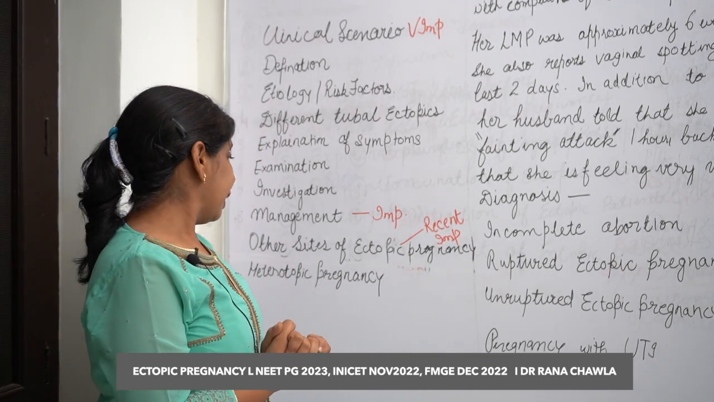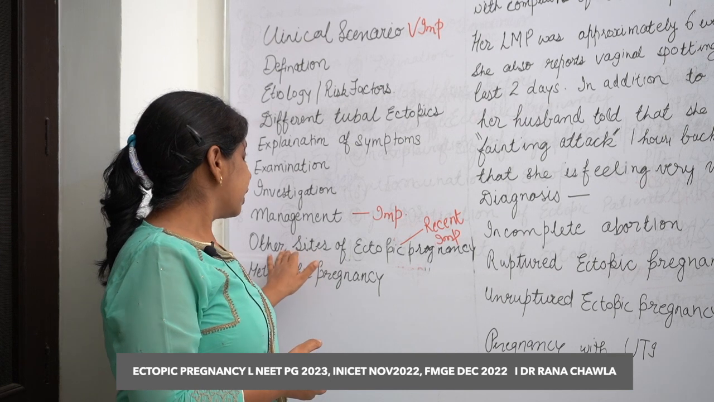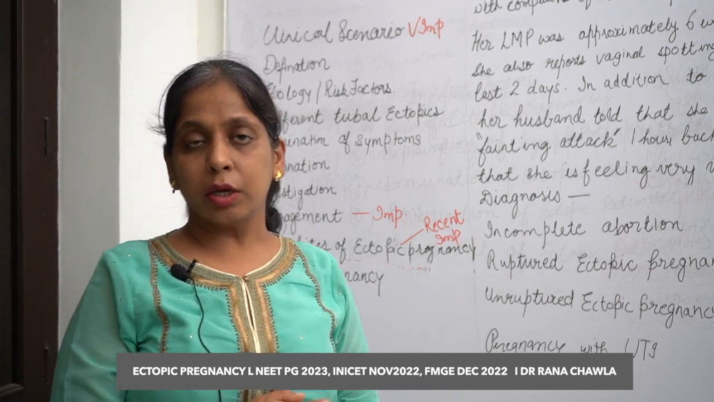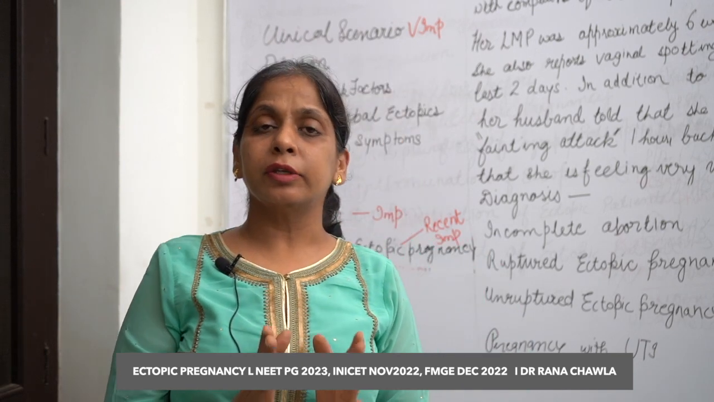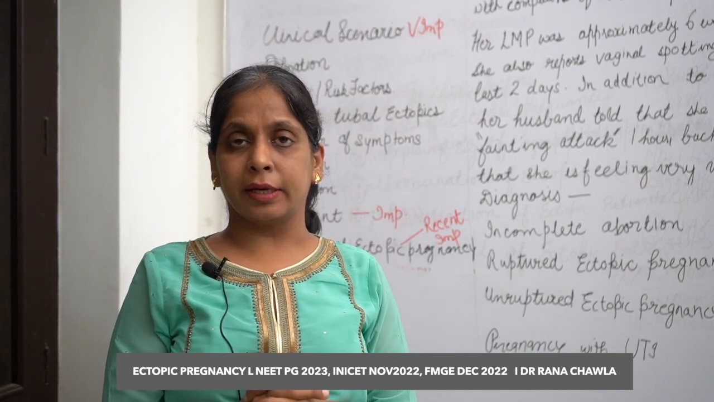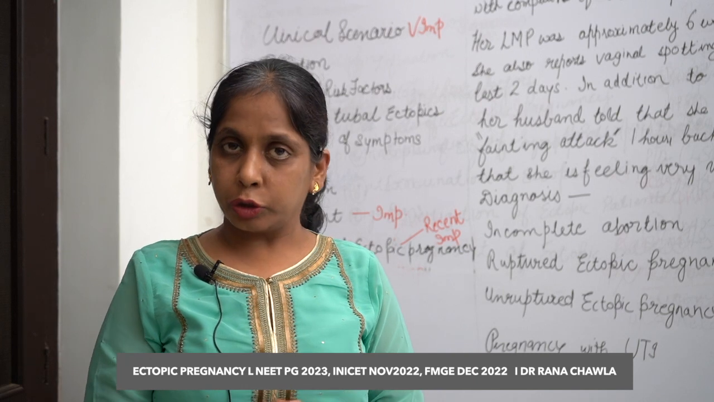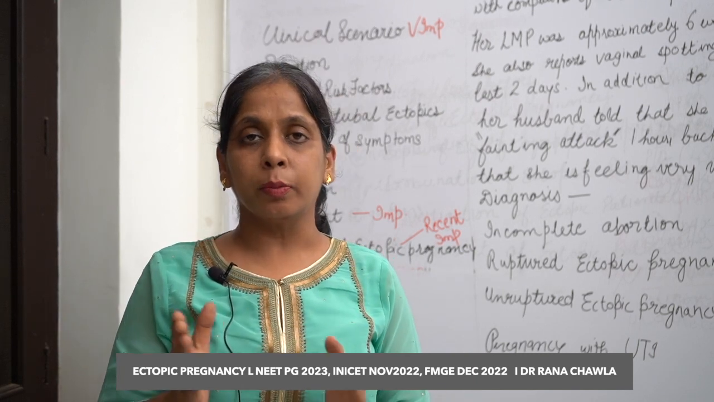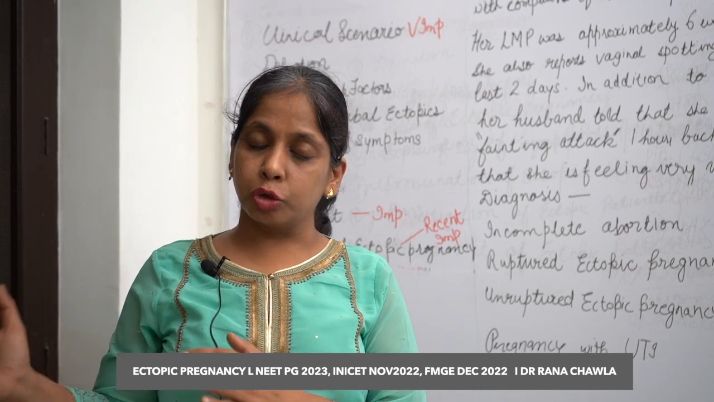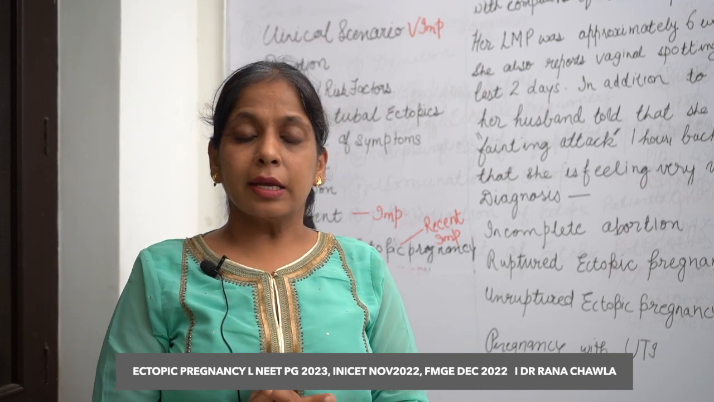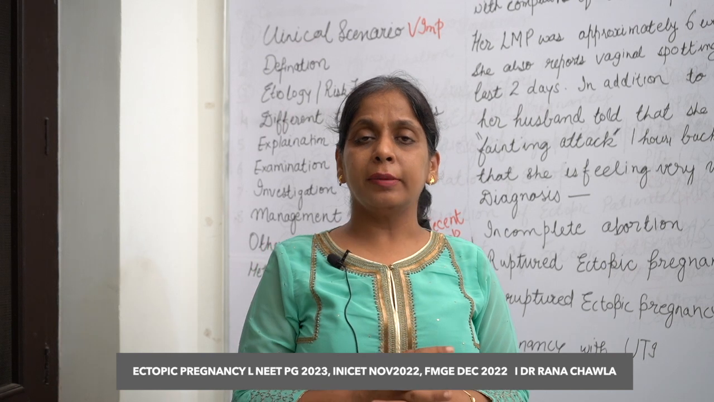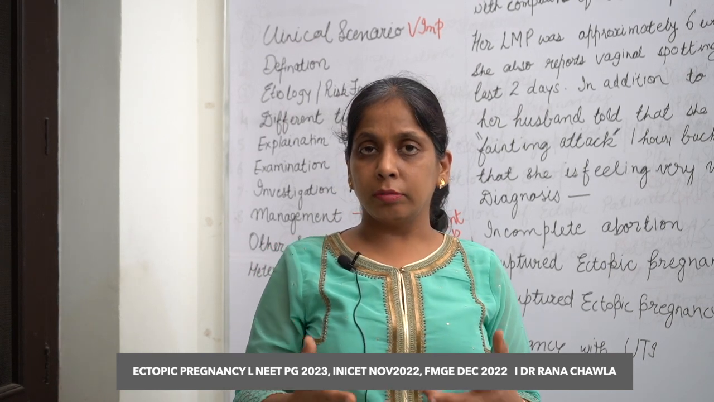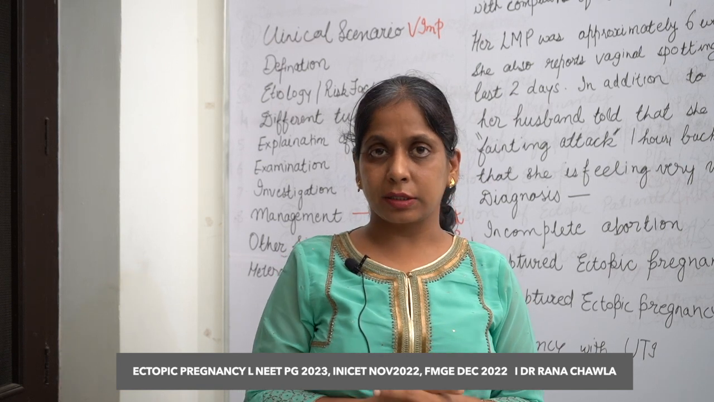Okay, and last but not the least, the other sites of ectopic pregnancy. Okay, 95% of the cases the ectopic pregnancy is in the fallopian tube. That is why ectopic pregnancy is a synonym of tubal pregnancy. And 5% of the time it can be at some other sites also, for example, abdomen, cervix, all these sites, okay?